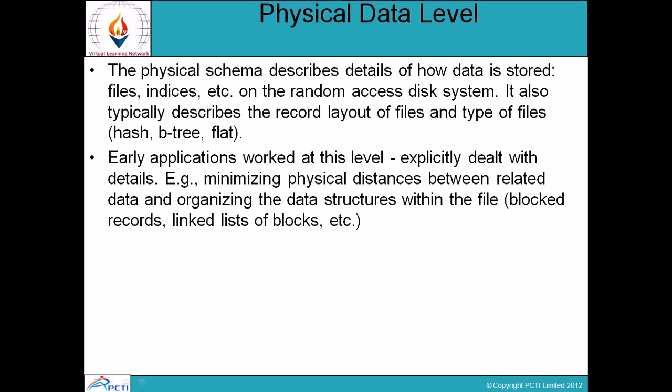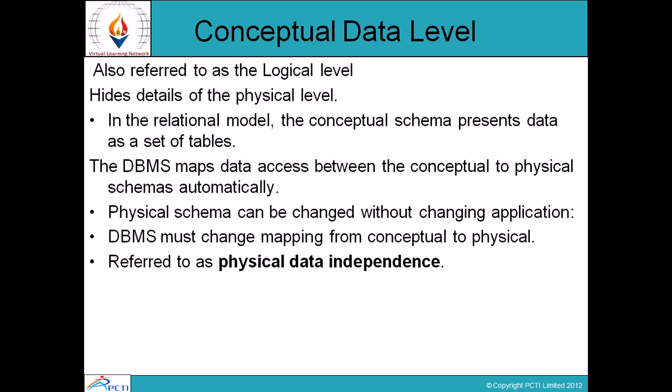Physical schema describes details of how data is stored in files, indices, etc. on the random access disk system. It also typically describes the record layout of files and types of files: hash file, B-tree, flat, and this is the format where the data is physically stored. Earlier, applications worked at this level and dealt with details like minimizing physical distance between related data and organizing structure. Now the conceptual data level.